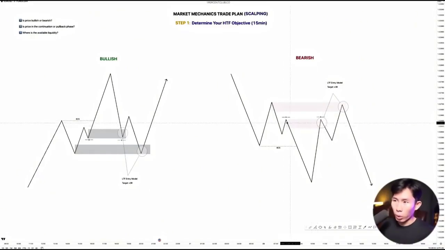So in this case right here, we know that this is just available liquidity being built up on the left hand side, on the right hand side, and then later on price comes up there, sweeps the available liquidity from these highs right there before we get a real move.